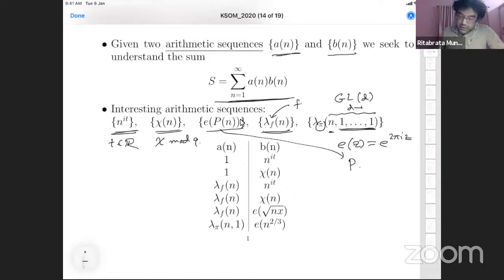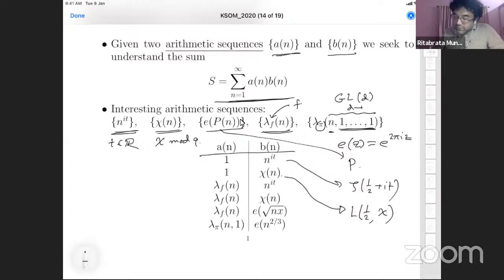Okay, and then for example, we can take our a_n to be 1 and b_n to be n to the power it. This type of arithmetic correlation appears when you want to study the size of the Riemann zeta function, so zeta(1/2 + it). Or you may look at a_n equals 1 and b_n equals chi(n), and this type of correlation sums appear when you're studying the size of the Dirichlet L-function at the central point.